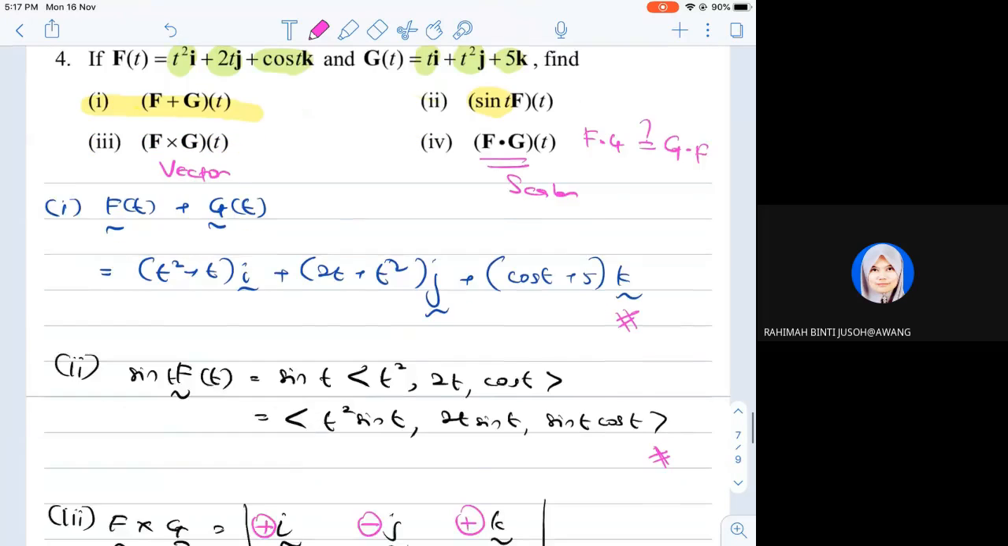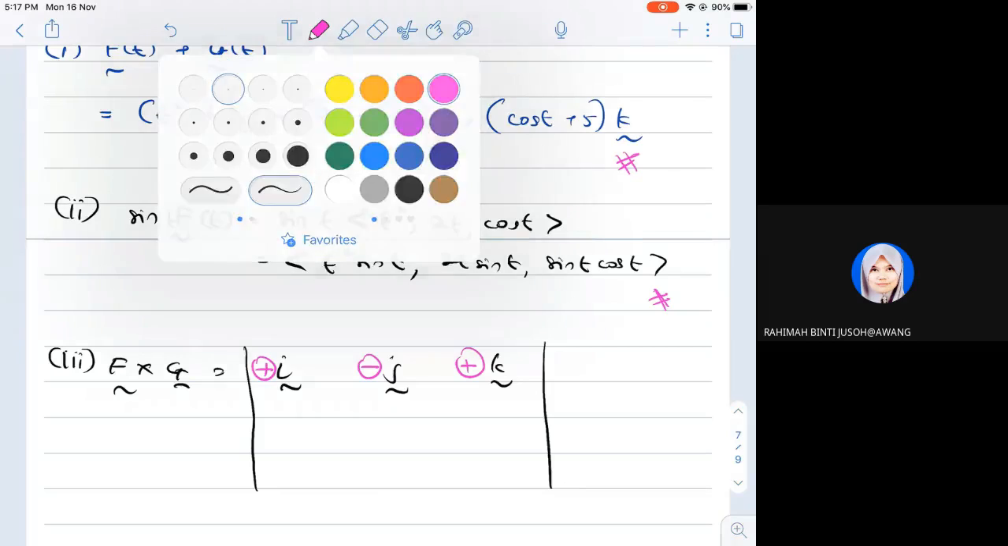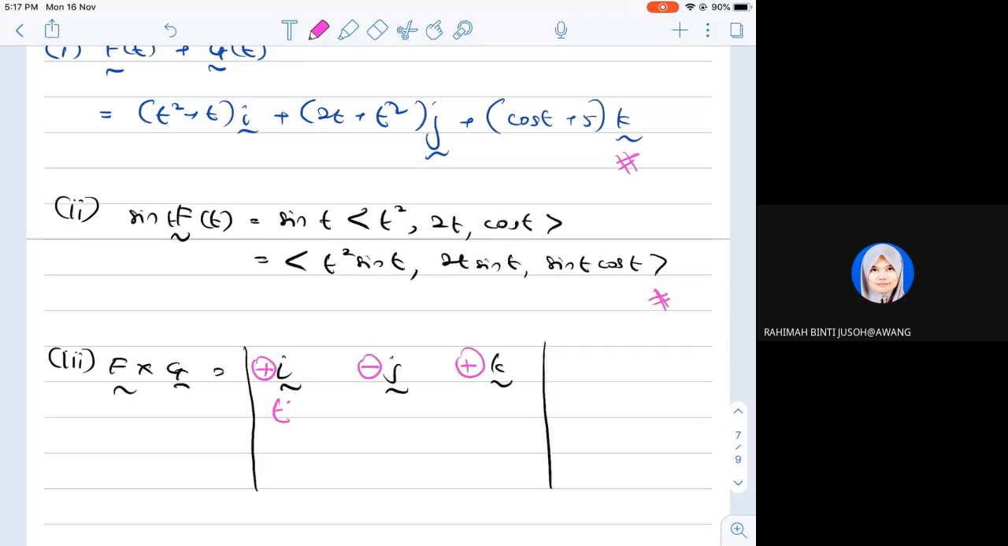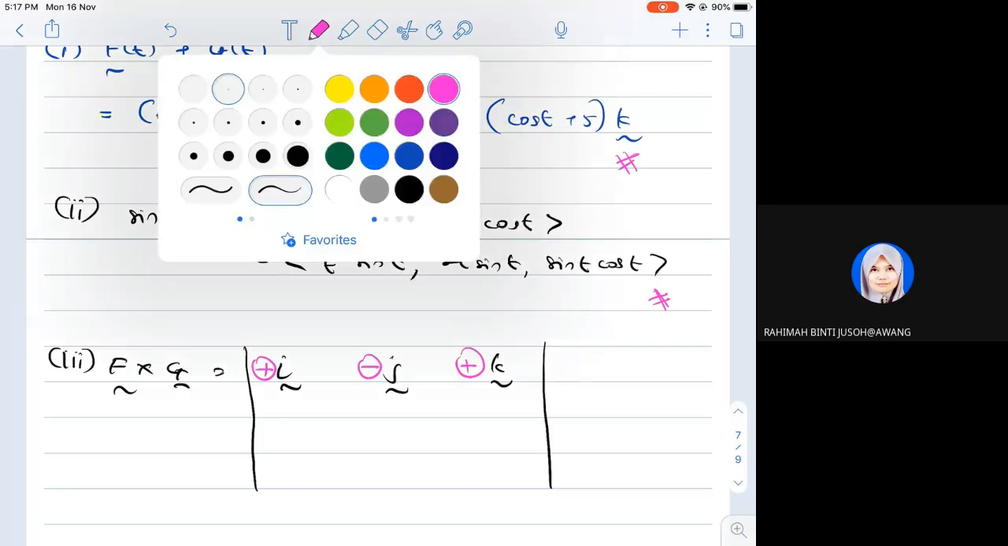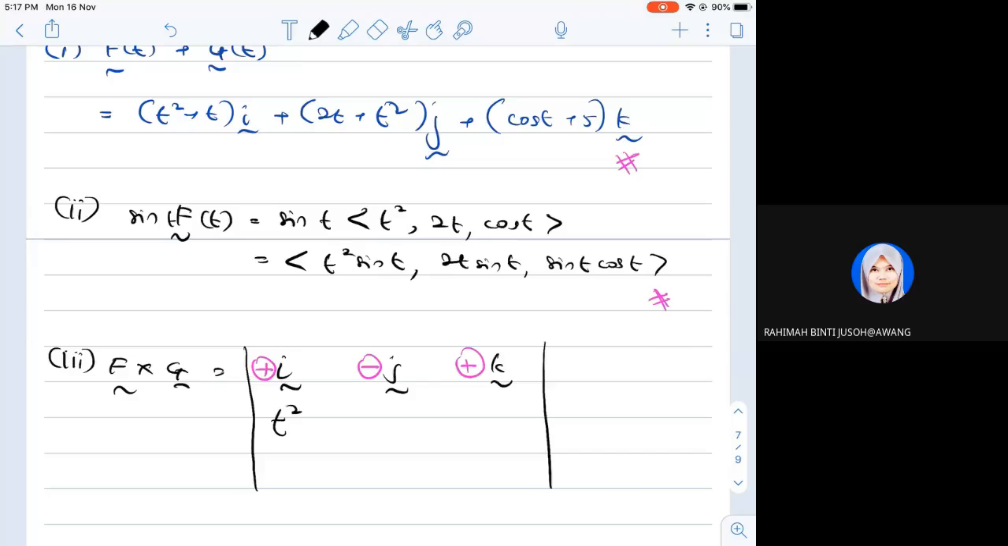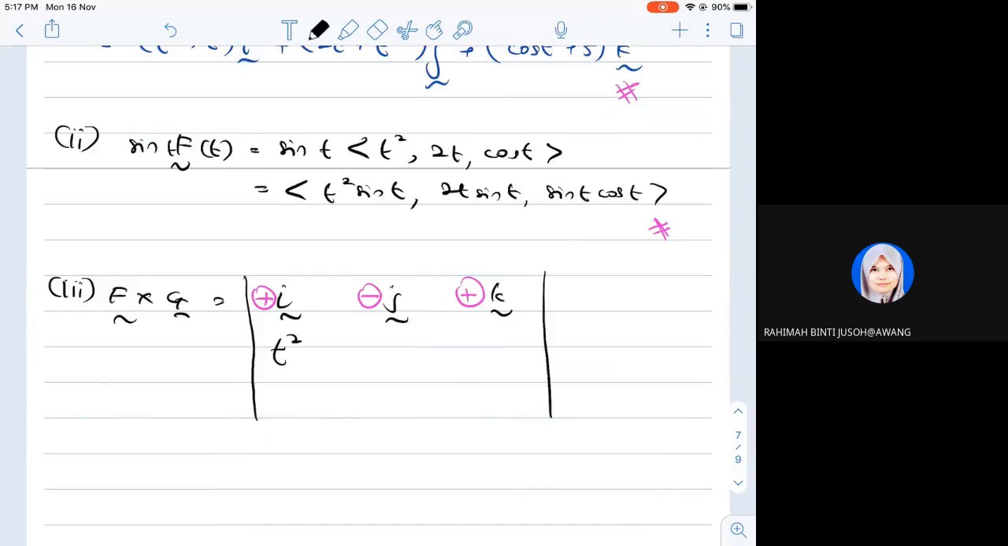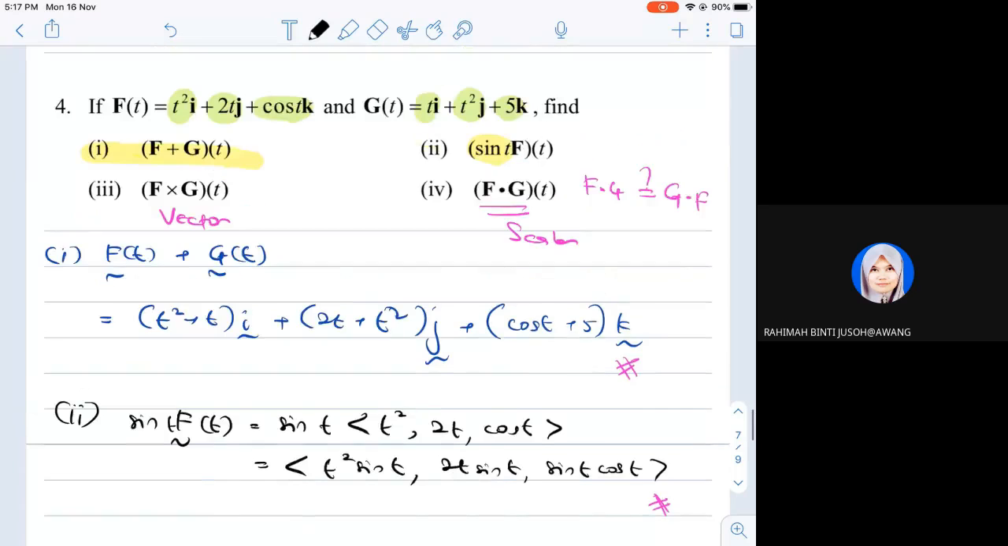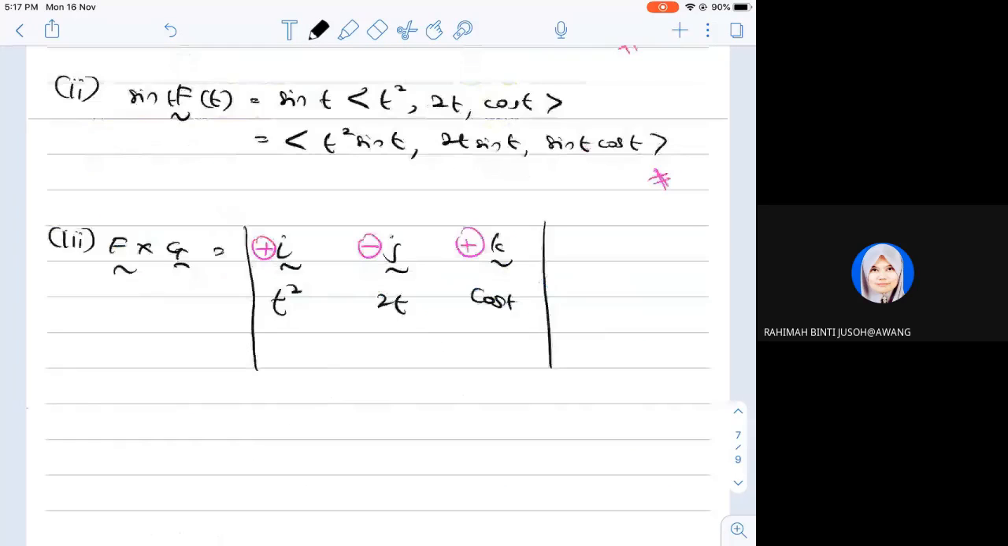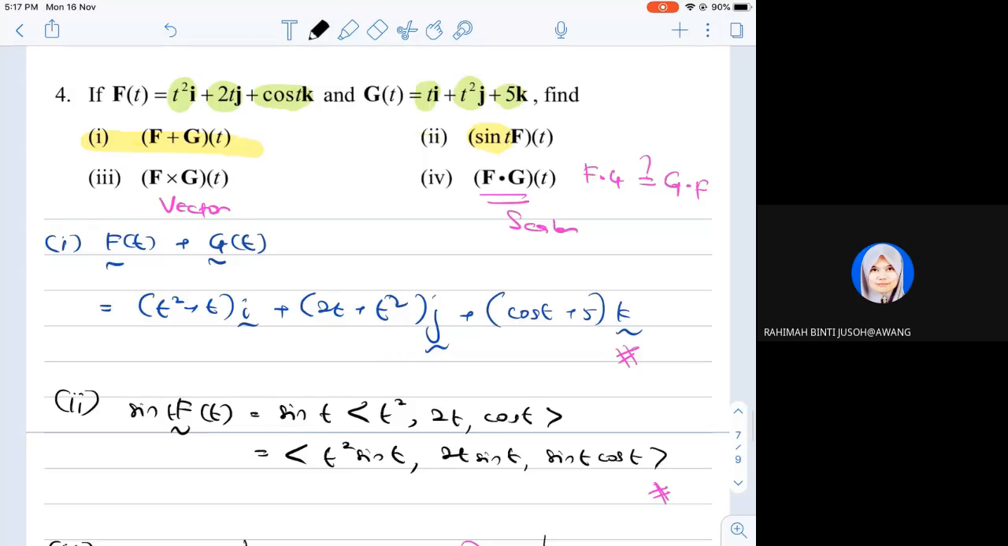F cross G. For F we have t squared, 2t, cos t. And then for G we have t squared, 5.